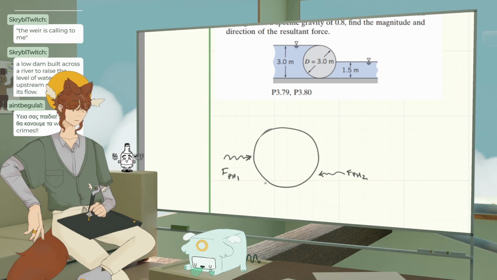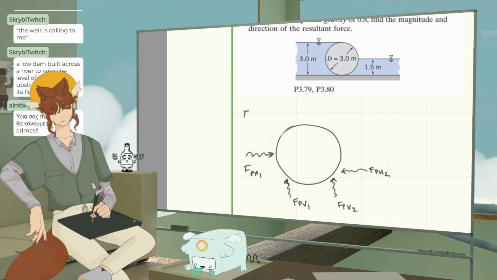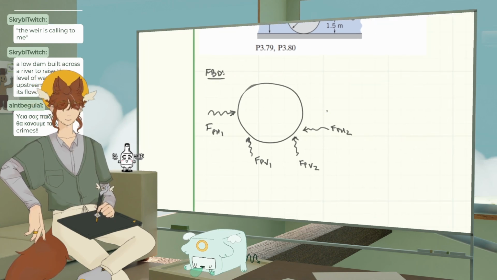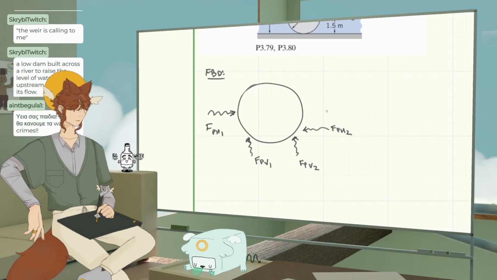And then there's going to be a net one here. And this one's also going to be a net one here. So, this is our FBD. I guess we just start. Where shall we start, chat?